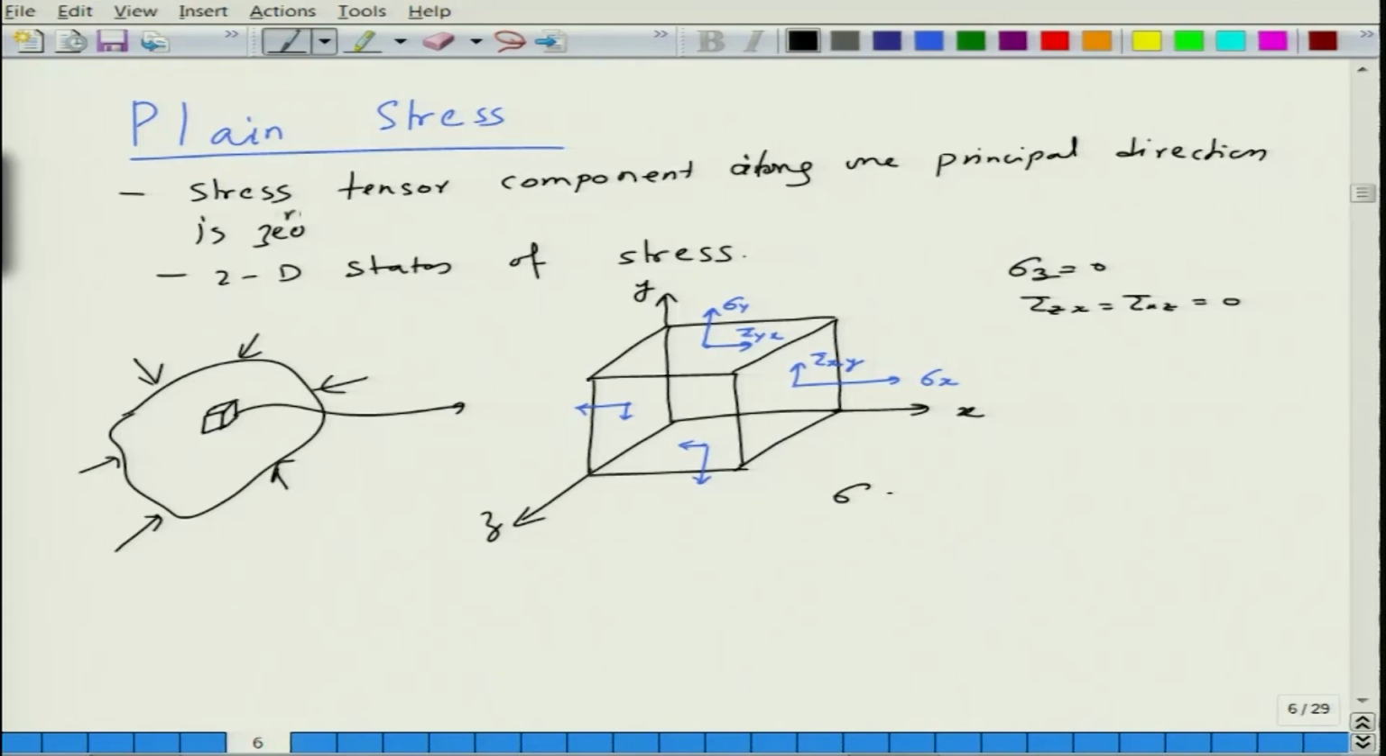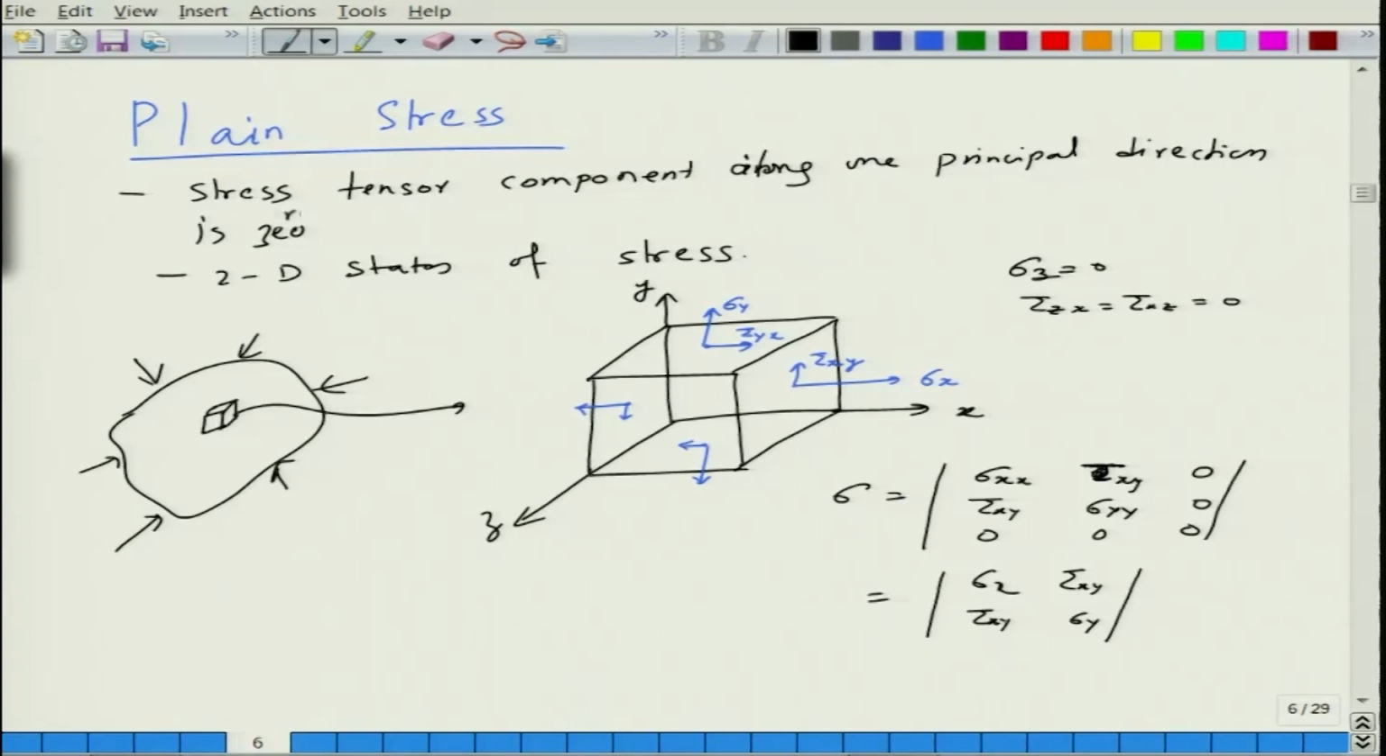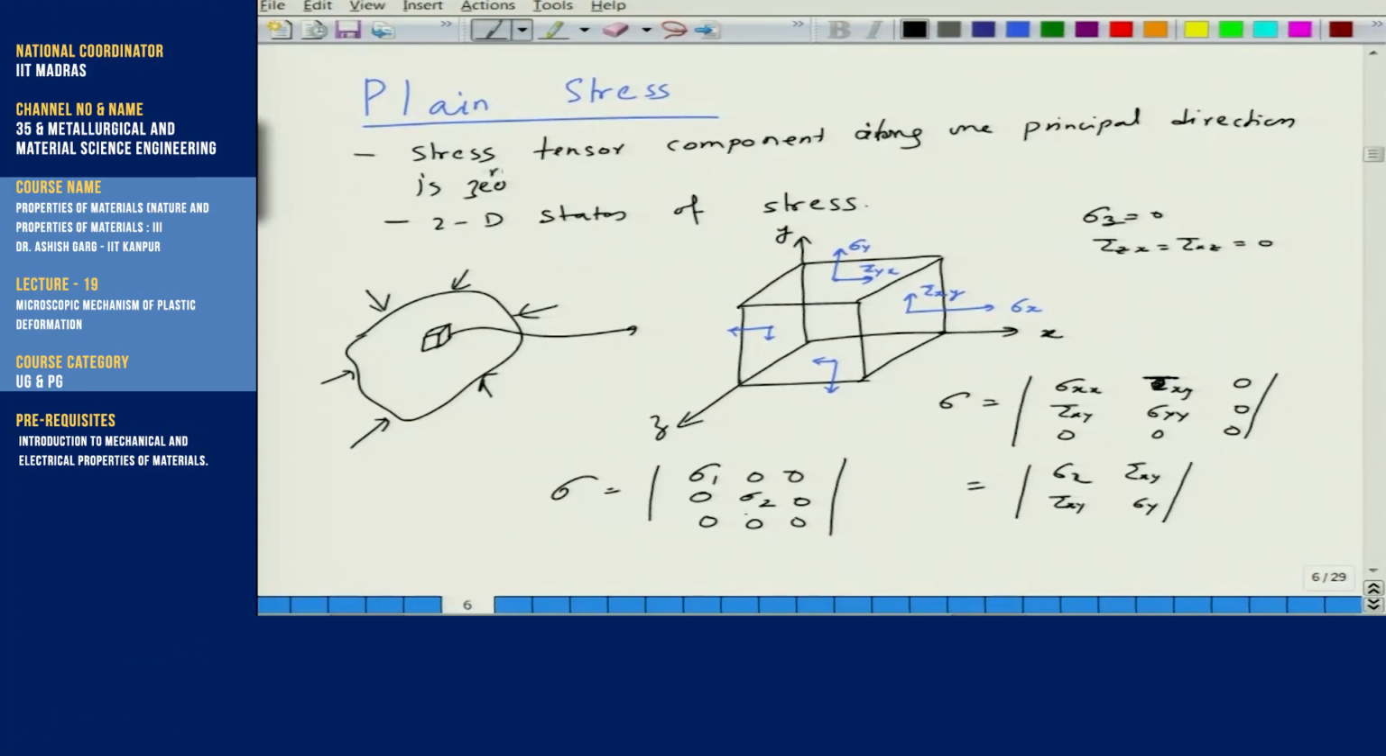So, basically the stress tensor is written as sigma xx, tau xy, 0, tau xy, sigma yy, 0, 0 0 0. So, essentially you write the stress tensor in 2 by 2 matrix: sigma x, tau xy, tau xy, sigma y. Or if you write in terms of principal stresses, the principal stresses will be sigma 1 0 0, 0 sigma 2 0, 0 0 0, because in principal stresses the shear components are 0. So, this is in terms of principal.